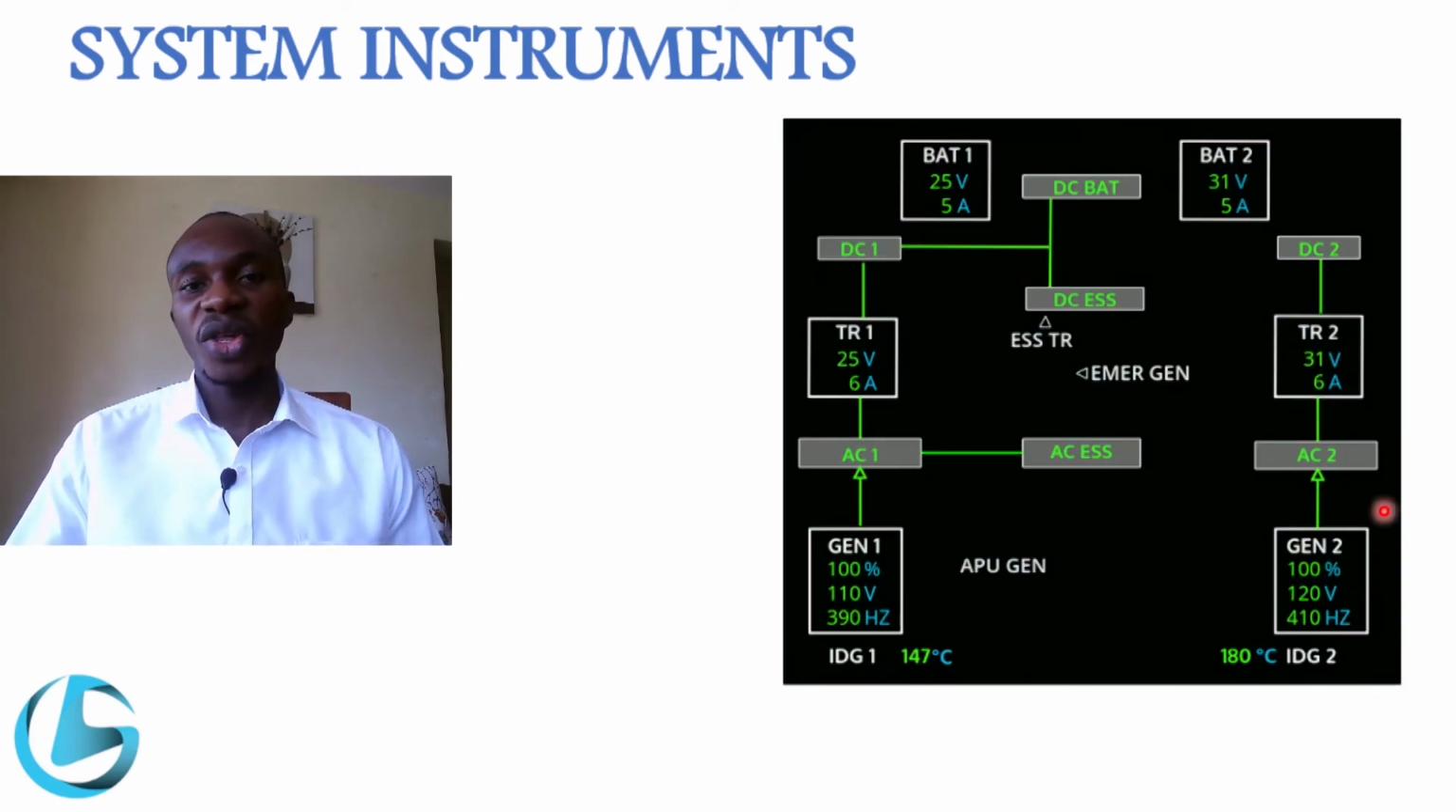This is the electrical page on an ECAM or an ECAS aircraft, or on an aircraft that uses this type of system. We have the voltage indication for the batteries. We have two batteries. We have the generators indication. It shows the voltage being produced by the generators and the frequency of the voltage being produced by these generators. We also have the transformer rectifiers, the voltage being produced by the transformer rectifiers and the current.